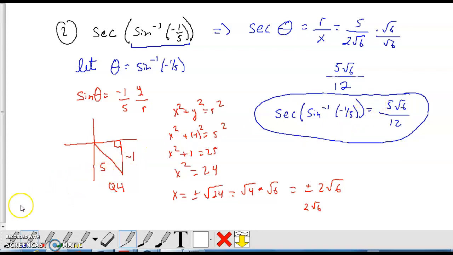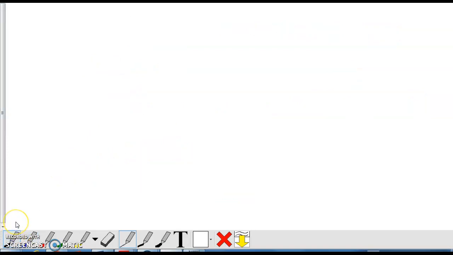All right, so let's see if we can make these a little bit more challenging, right? Not that we want to, but sometimes we have to. So in the previous chapter, we learned all about double angles and half angles and sum and difference. So let's see one of those right now.